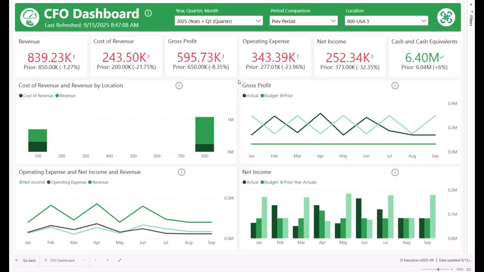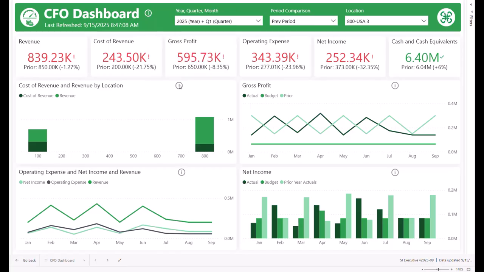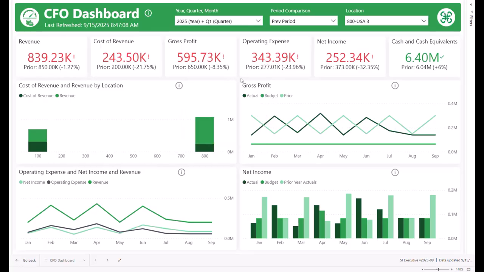You can hover over the various information icons that you see throughout this dashboard. So you have this high level one here, which gives a brief summary of this dashboard, pretty much what I'm giving to you right now. I could hover over this one here. This is visual specific. And one of the things it notes is that this visual does not interact with the location filter. That is by design, because as you can see here, the x-axis consists of the location IDs. And so we want all of those IDs to be in view no matter which location is selected from the slicer up here.